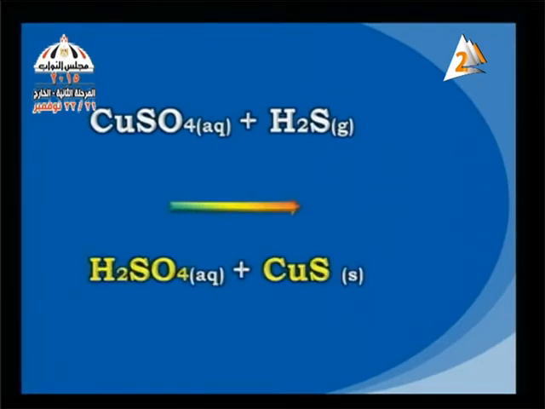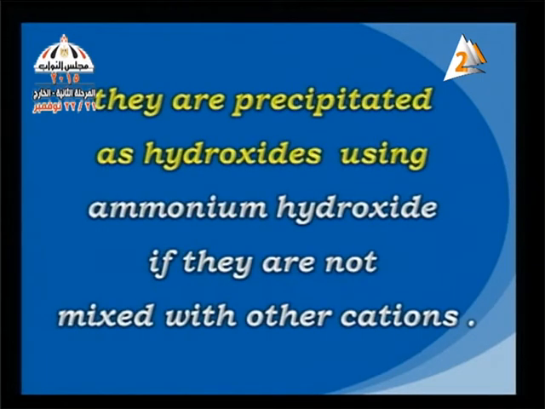The first one is sulfuric acid, H2SO4, in aqueous state. The important one, in solid state, is copper sulfide, an indicator for the sulfide group. My dear, don't forget, CuS has a special color. The color is black. Good.